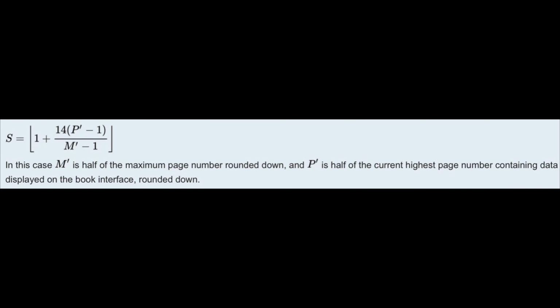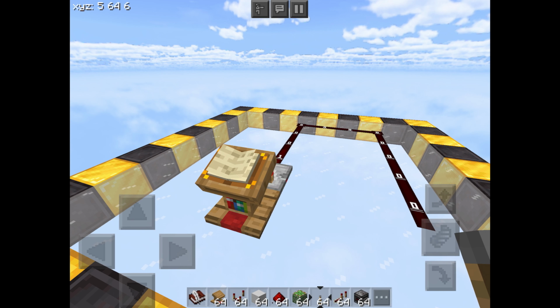For signal strength S, you take the floor function of 1 plus 14 times p prime minus 1 divided by m prime minus 1, where m prime is half of the maximum page number rounded down, and p prime is half the current highest page number containing data displayed on the book interface, rounded down.